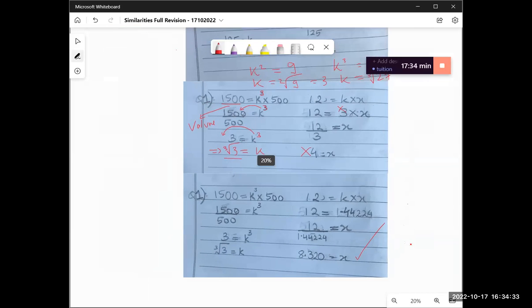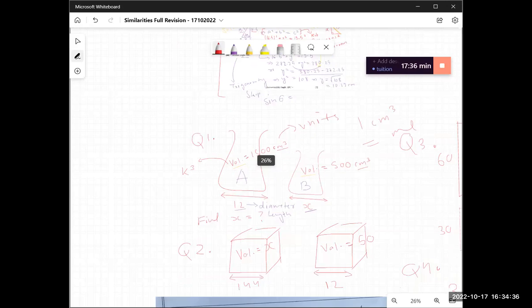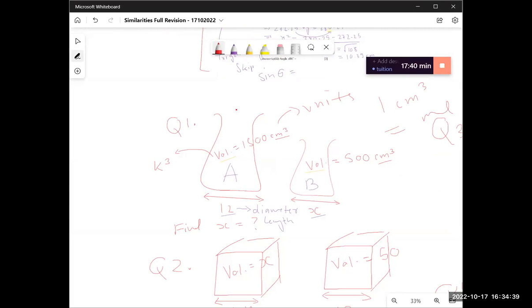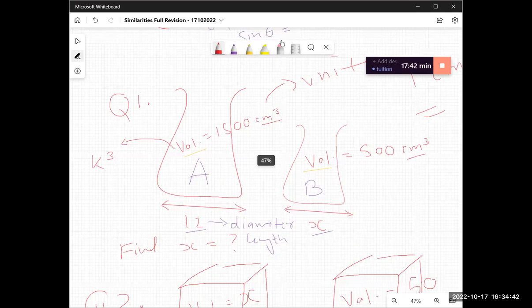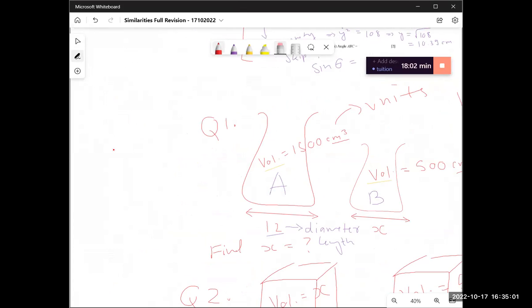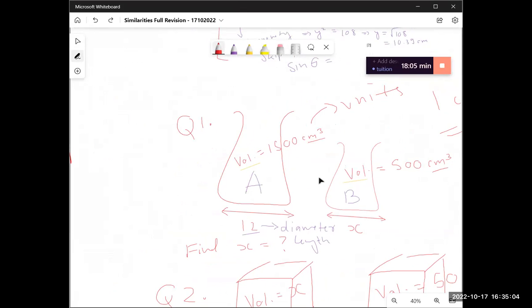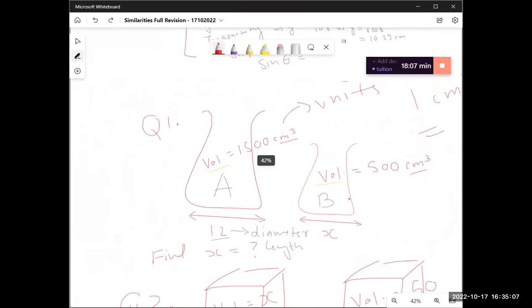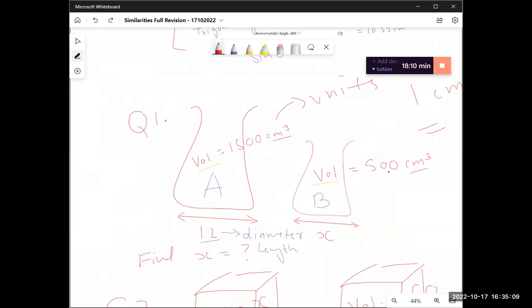Now, Lula, I want you to work with me on this question. First, send the answer for the first one. Diana, work with me on the first question. Now, first tell me, Diana, what do you know about the first shape? Shape A. The volume is 1,500 centimeter cube. And what is the diameter? 12. It's 12? Okay. Fine. So can I make an equation using the second shape? What do you know about the second shape? The second shape's volume is 500 centimeter cube.